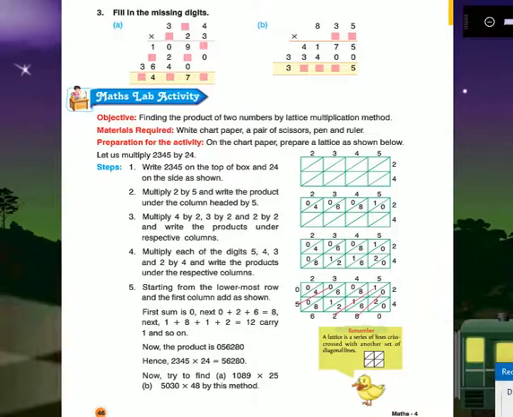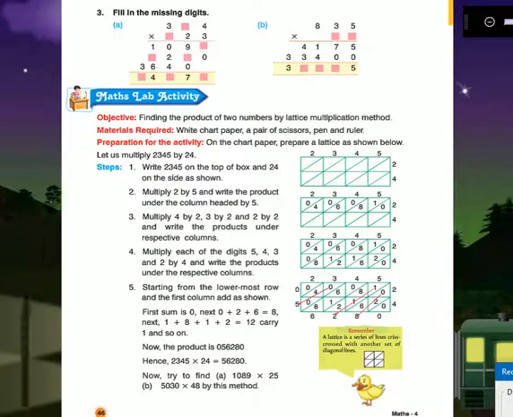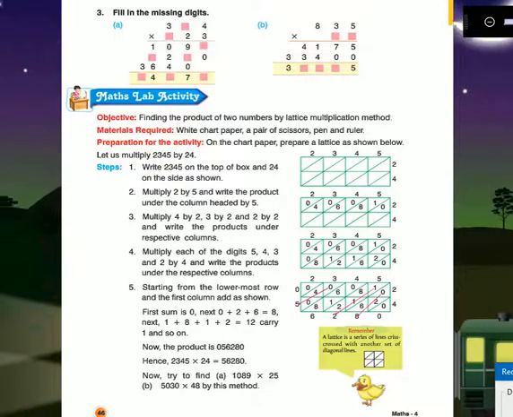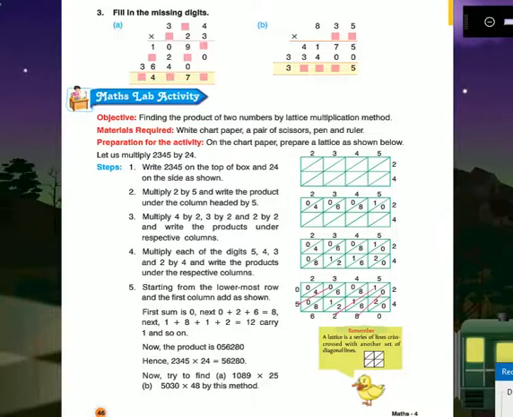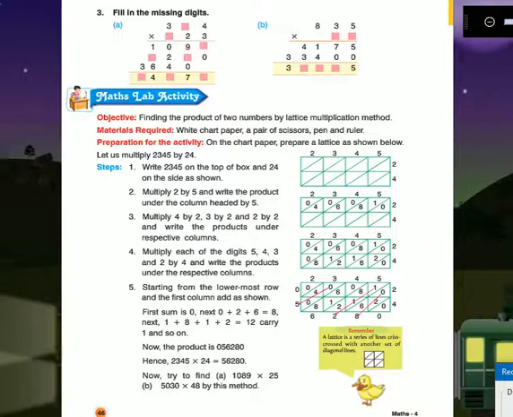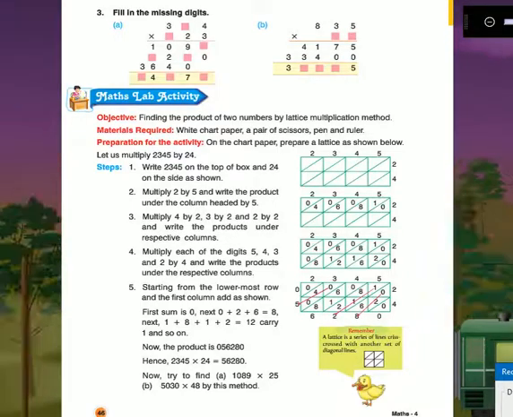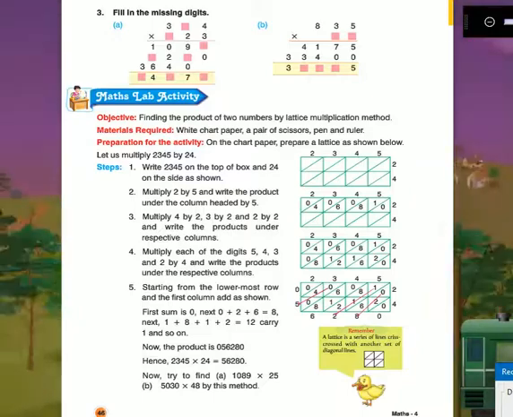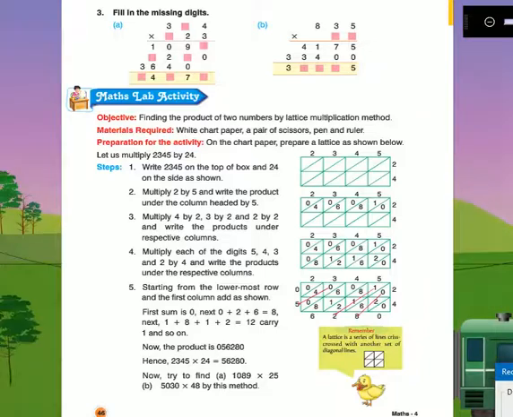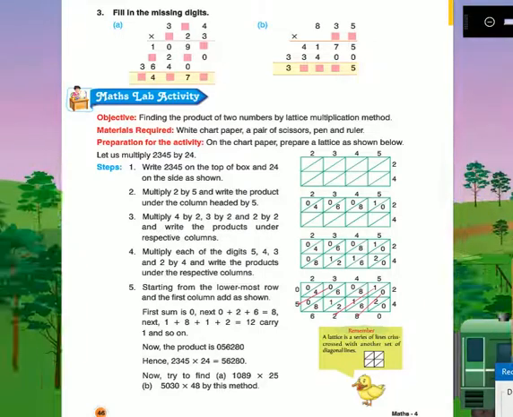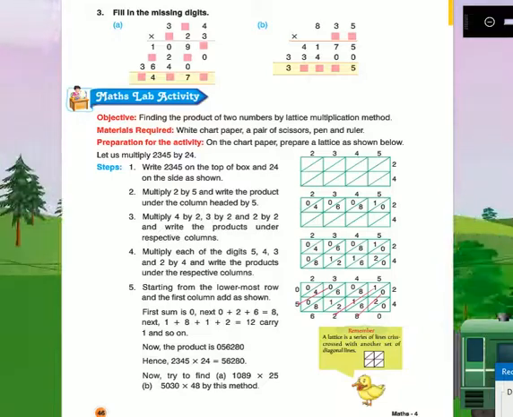Now, the product is 056280. Hence, 2345 multiplied by 24 is equal to 56,280. Now, try to find A. 1089 multiplied by 25, B. 5030 multiplied by 48 by this method.